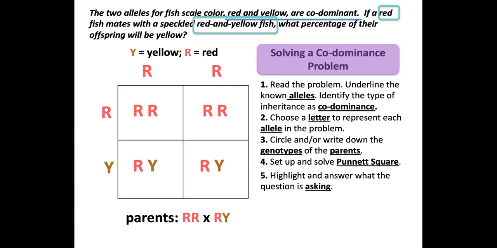Next, we have to highlight and answer what the question is asking. So what does the question ask? Will they have yellow offspring? What's the answer? No. So what's the percentage? 0%. They are only going to have red or red and yellow.